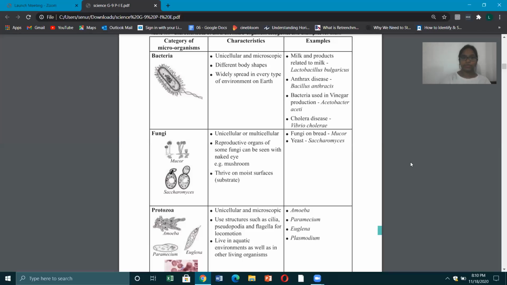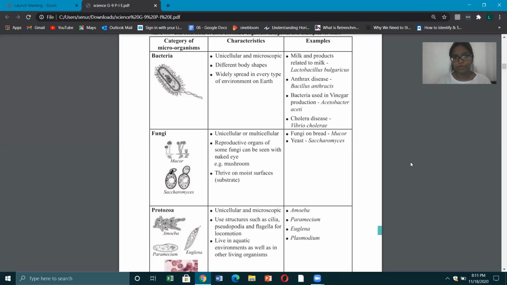Reproductive organs of some fungi can be seen with the naked eye. Now, children, fungi is a microorganism. No issue, we just discussed that in the first page. They belong to the category of microorganisms. But let me tell you this: like mushroom, the reproductive organs of some fungi can be seen with the naked eye.